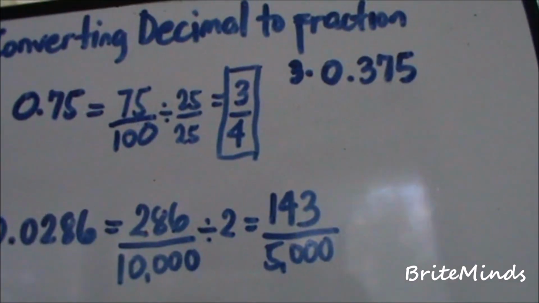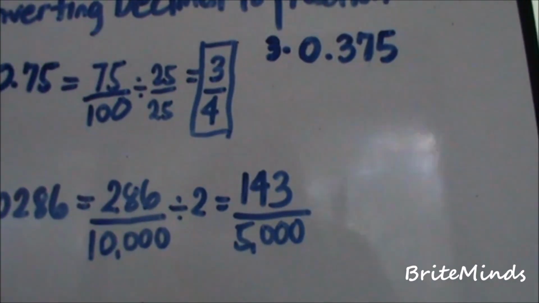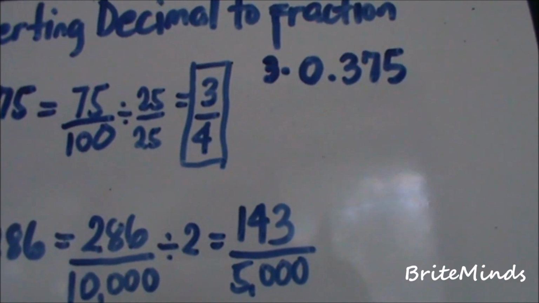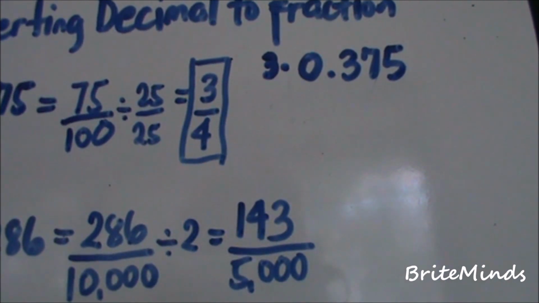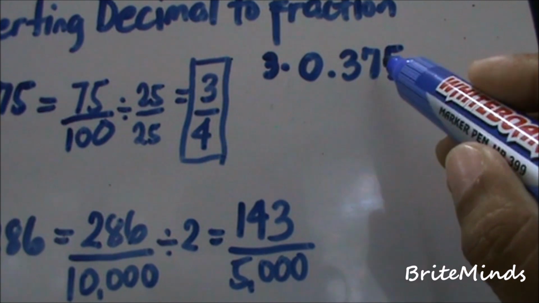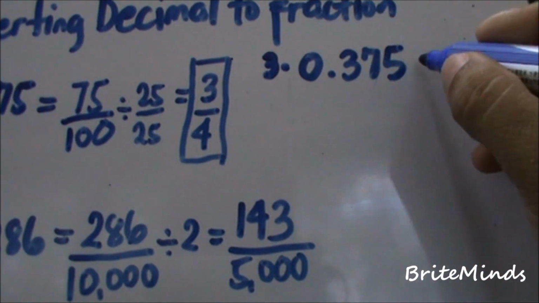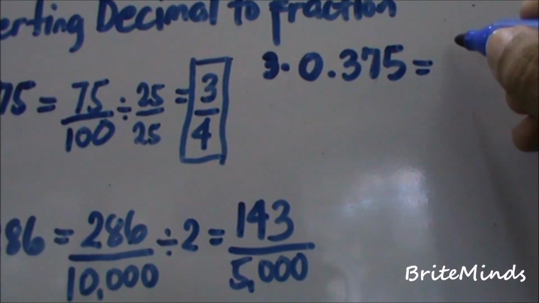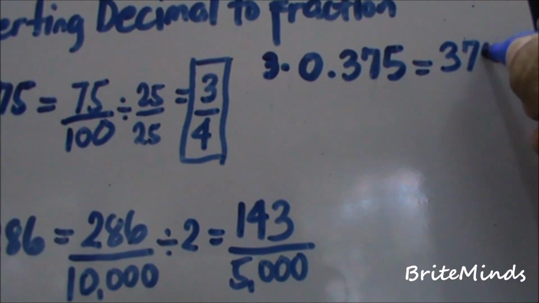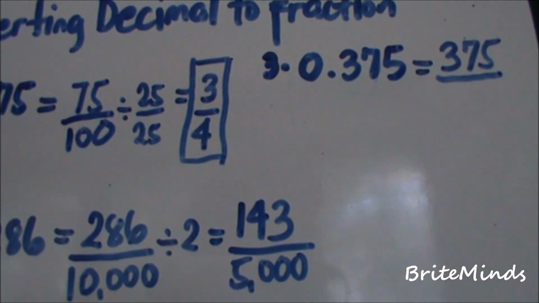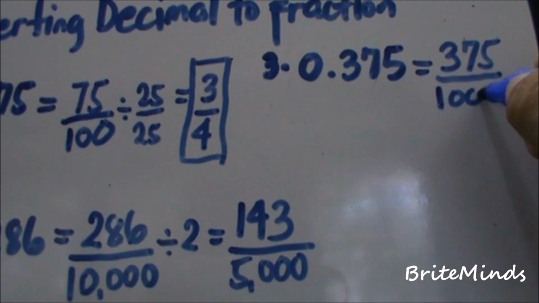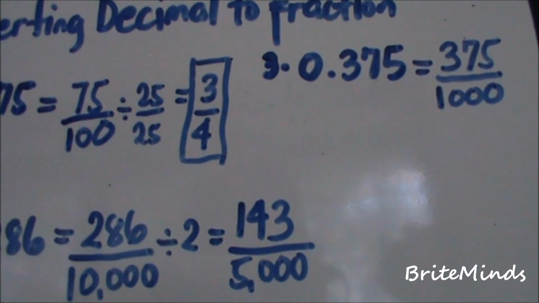Okay, so another example. We have here 375 thousandths or 0.375. Okay, so we simply do 375 divided by 1,000. So this is the fractional part.